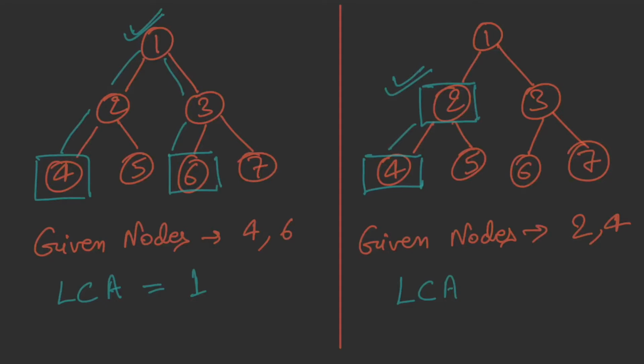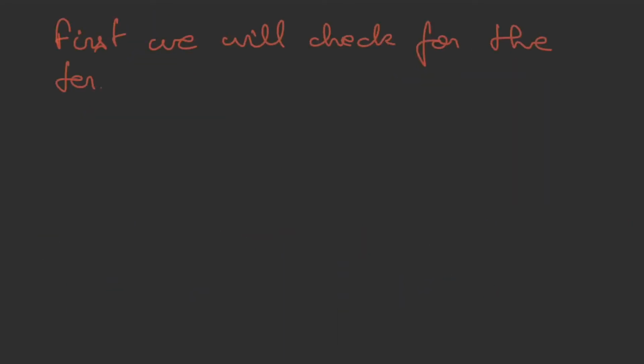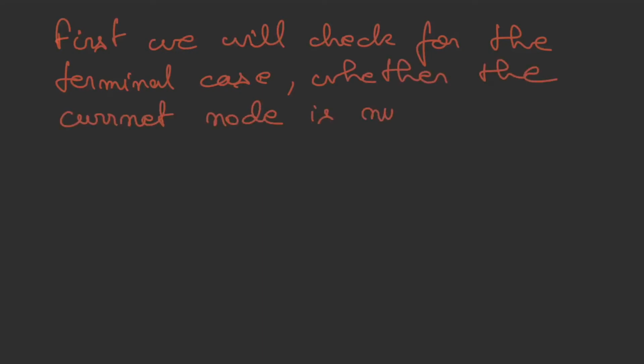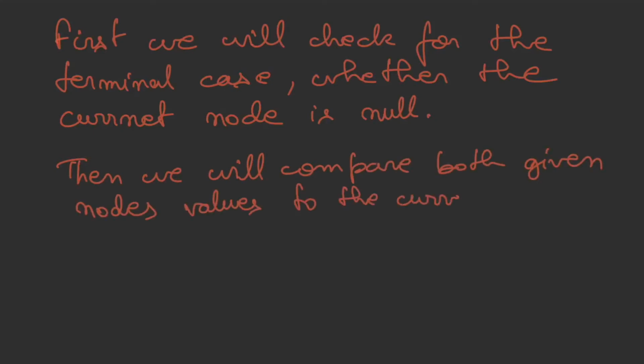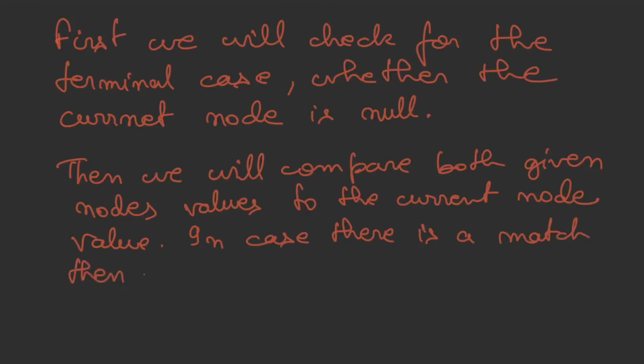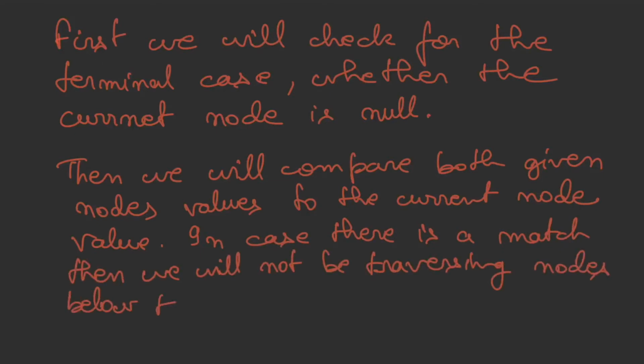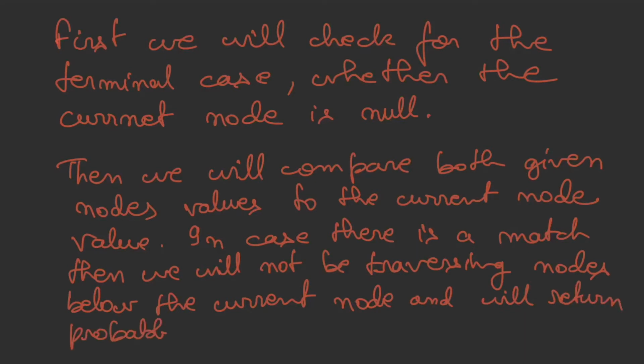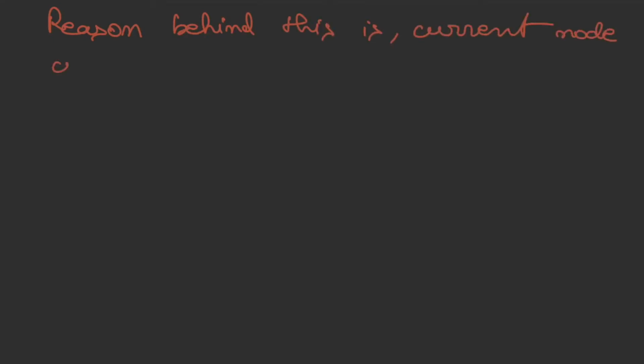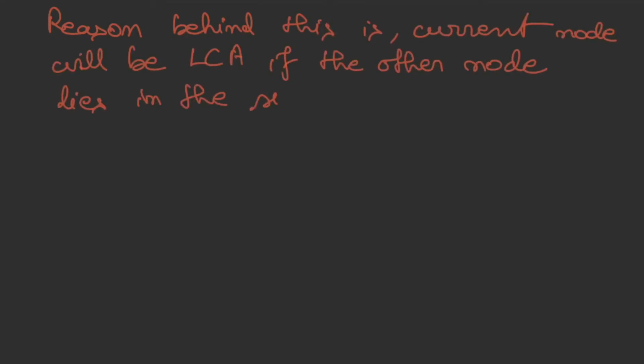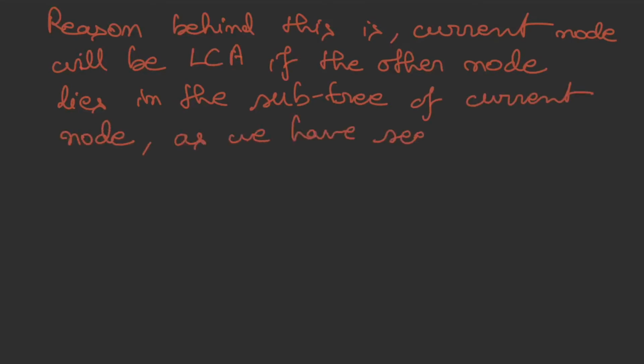Now I will outline the algorithm for calculating the lowest common ancestor. First we will check for the terminal condition, whether the current node is null or not. Then we will compare both the given nodes' values to the current node value. In case there is a match, we will not be traversing nodes below the current node and we will return the current node as the probable LCA. The reason is, if the given non-matching node lies in the subtrees below the current node, then the current node is the lowest common ancestor, as we have seen in example 3.